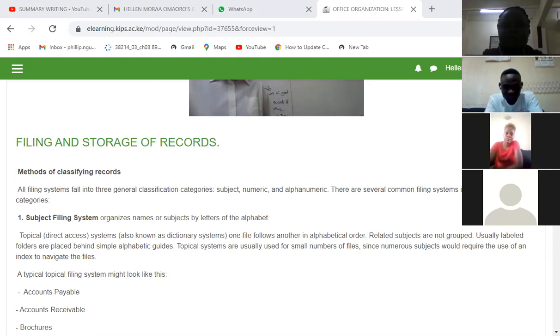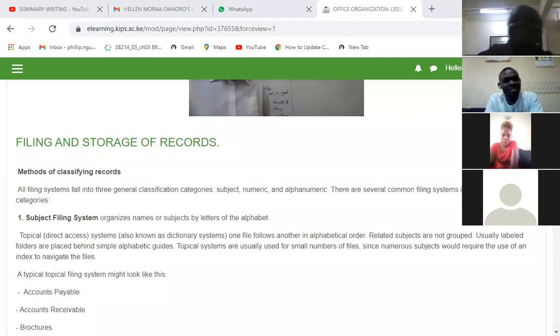In a summary form, subject filing. You can mute yourself, then you answer that question. Subject filing. Yes. This is where documents are arranged by letter or alphabet order. Alphabet order, by letters, that's another classification. Can you differentiate between subject filing and alphabetical filing system? Alphabetical? Yes. Documents are kept in the alphabet letters.